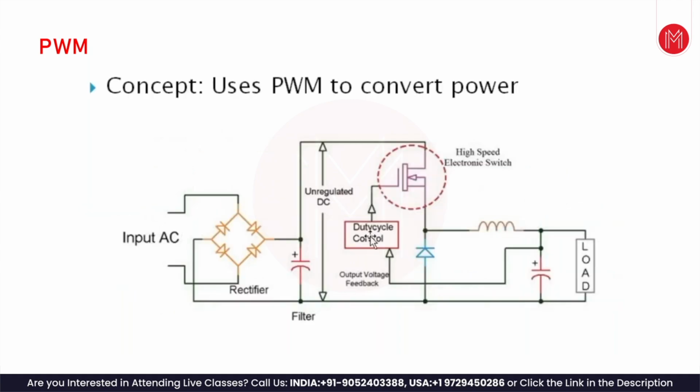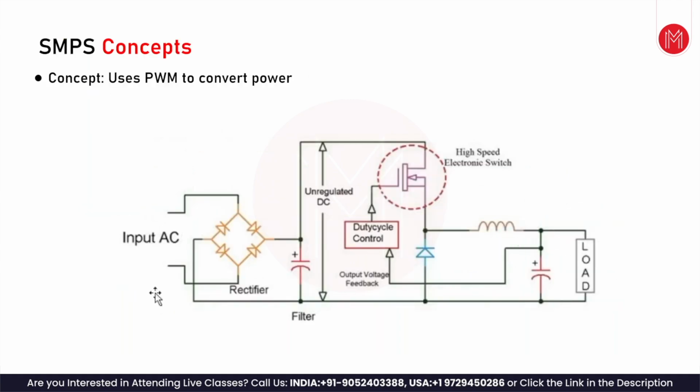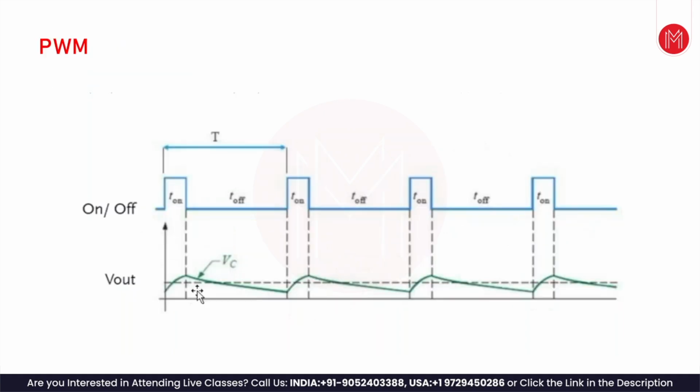When it is on, the capacitor that is here gets charged. Then when it is turned off, the capacitor gets discharged. Again it gets charged and discharged, and that's how roughly a DC is obtained on the load side.